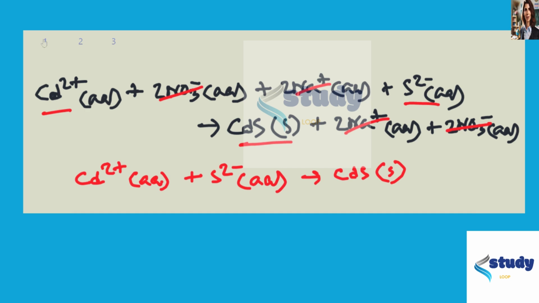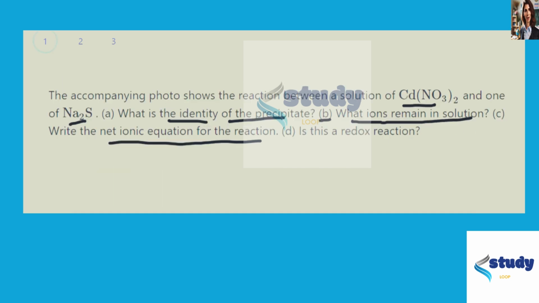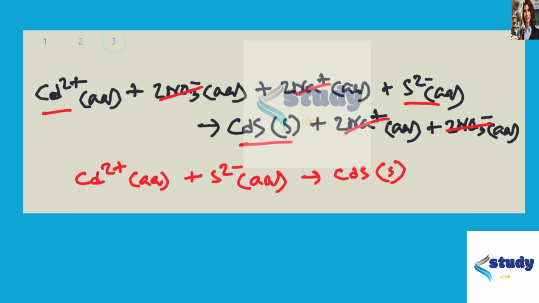And in the last part of this question, we have to answer whether this is a redox reaction. In a redox reaction, there will be a change in the oxidation number of more than one reactant, and in one case the oxidation number will decrease, and in another case it will increase.